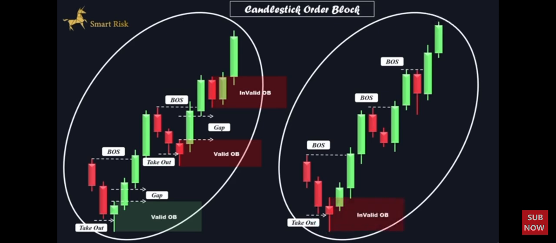Thus, we have a potential candidate for a valid order block. However, there is no noticeable imbalance among these three candles, and the order block is mitigated by the upper wick of the bullish candle.